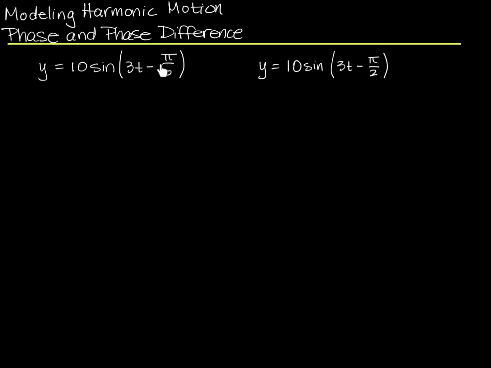The difference is in the phase shift. Each one has been shifted from a sine graph by a certain amount. Now, it's not pi over 6. It's whatever I get when I factor out the 3 here. I get t minus pi over 6 divided by 3, which is pi over 18. Let's do that with the other one.